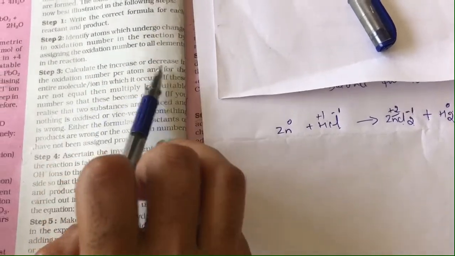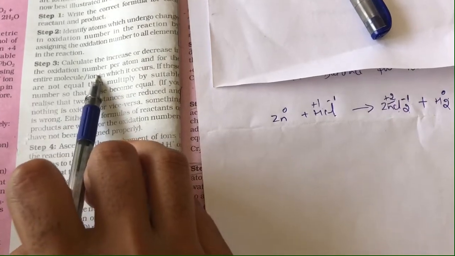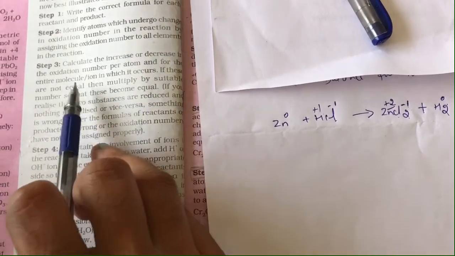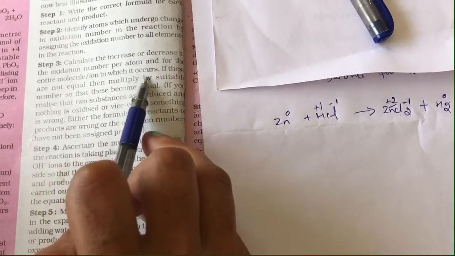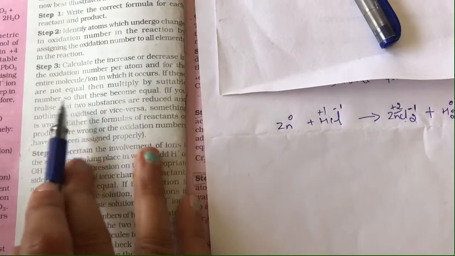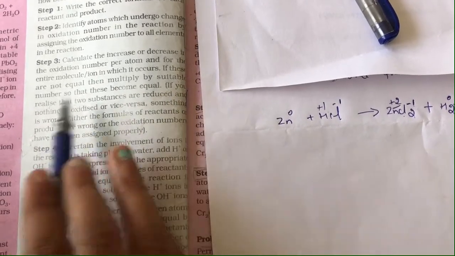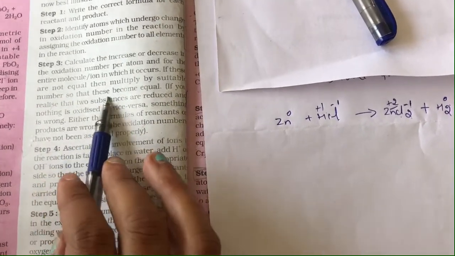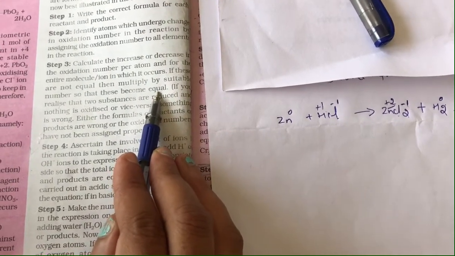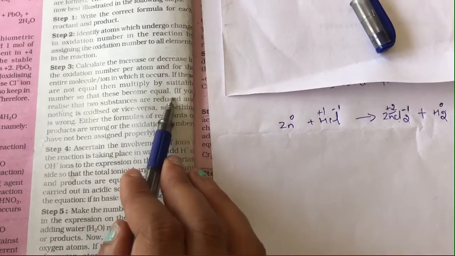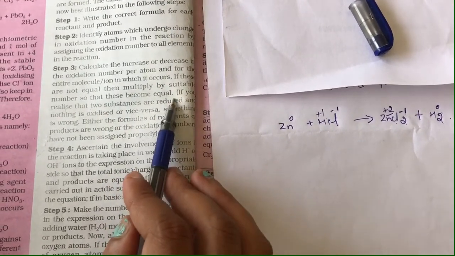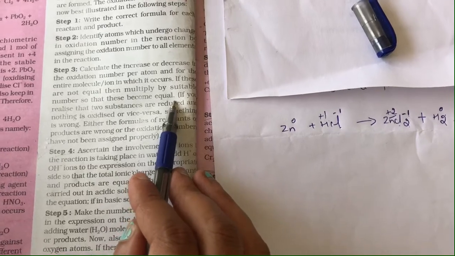Then what you have to do is calculate the increase and decrease in the oxidation number per atom and for the entire molecule or ion in which it occurs. So if these are not equal, then multiply by a suitable number so that these become equal. Means if the number of electrons gained or lost in the reaction is not the same, then we can multiply to equalize them, with equal numbers. Clear?